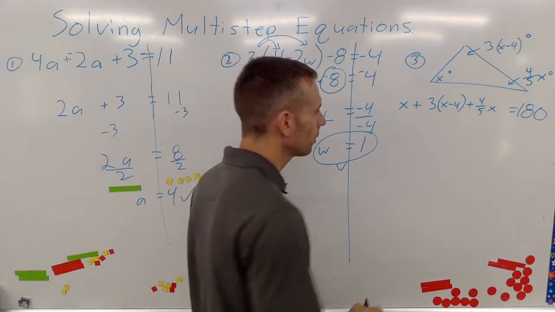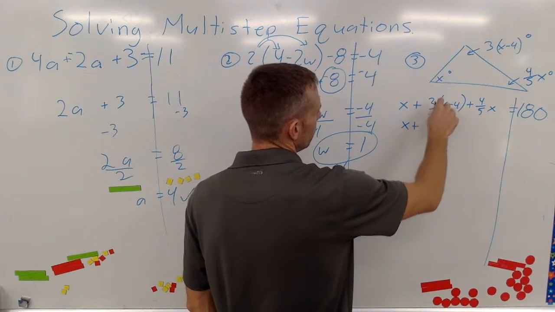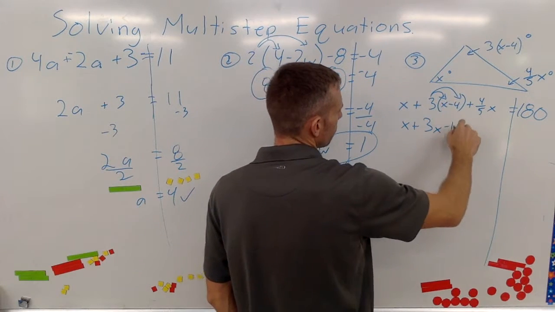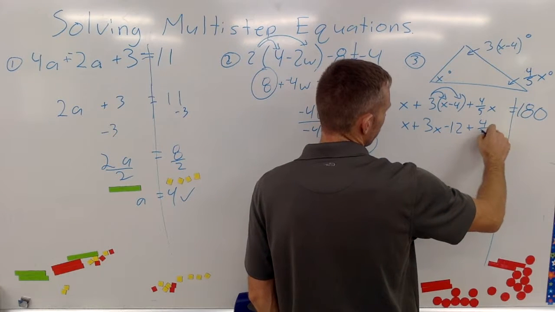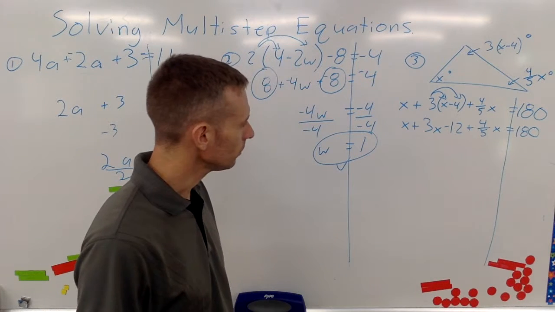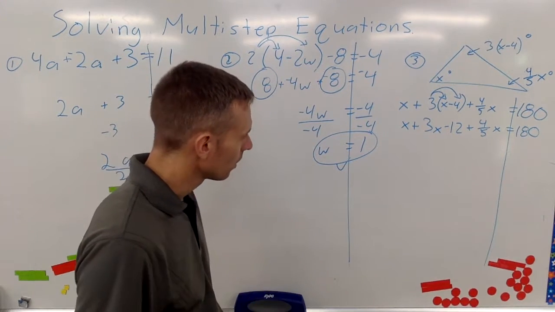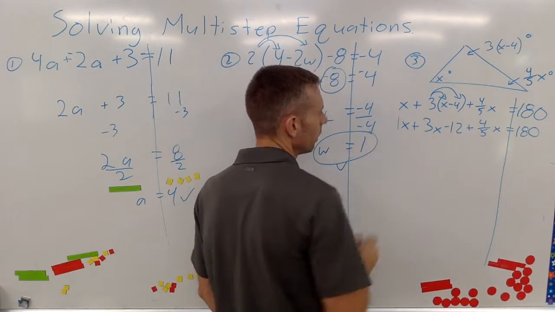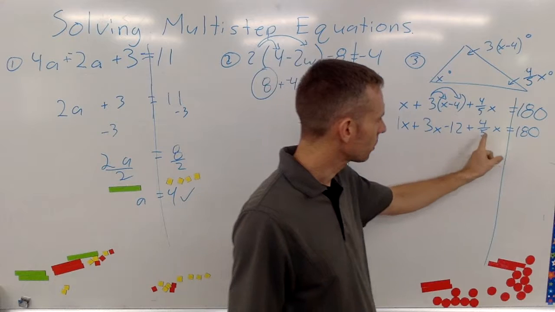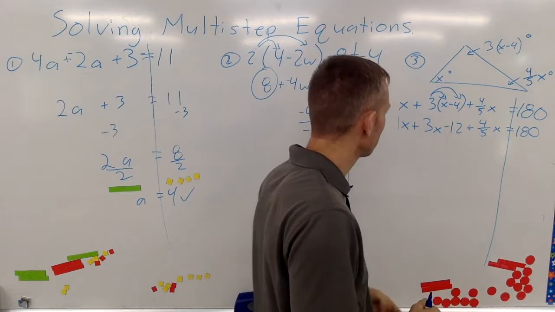Now I'm going to combine like terms. So I need to use the distributive property. X plus 3 times x is 3x. 3 times negative 4 is negative 12 plus 4/5 x equals 180. I can still combine more like terms. Now, you will notice something with me. This x, we can call this a 1x if that's helpful. We're going to add this 1x plus this 3x plus this 4/5 x. You don't have to, but it might make things a little bit easier.